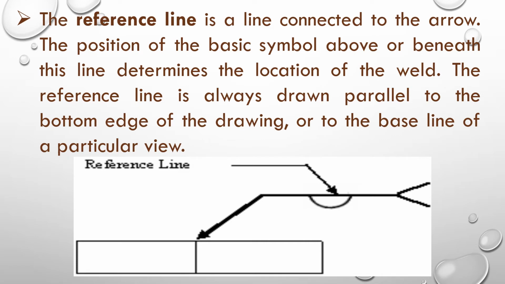The reference line is a line connected to the arrow. The position of the basic symbol above or beneath this line determines the location of the weld. The reference line is always drawn parallel to the bottom edge of the drawing or to the baseline of a particular view.